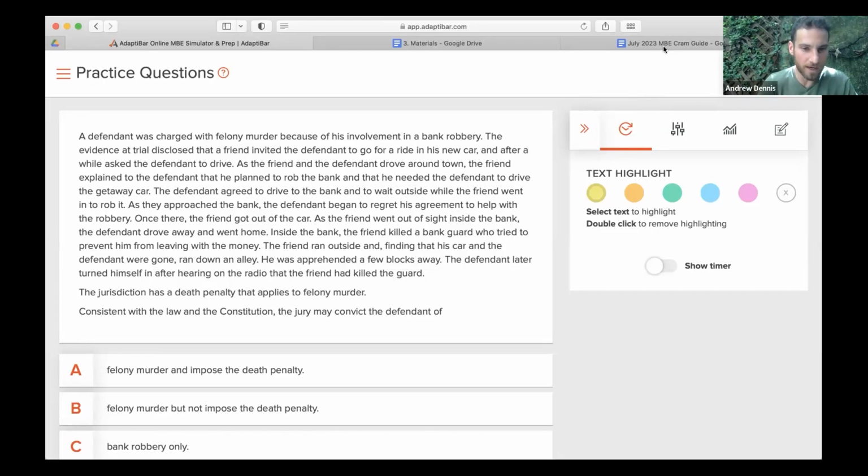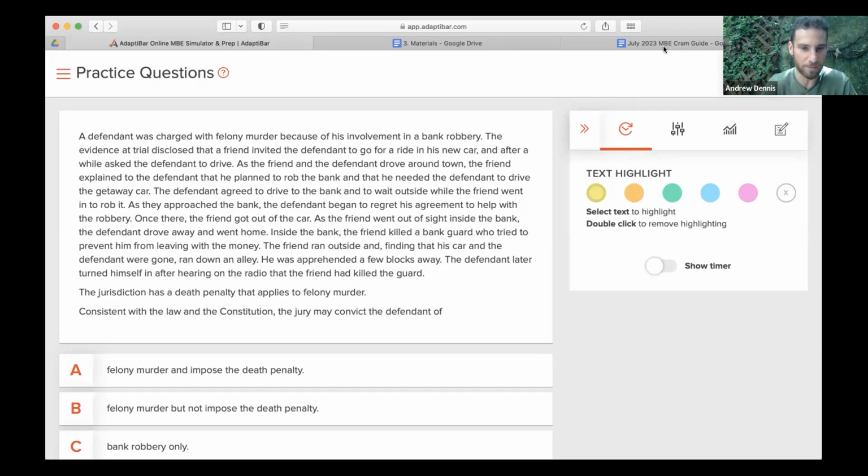All right. Consistent with the law and the Constitution, the jury may convict the defendant of what? A defendant was charged with felony murder because of his involvement in a bank robbery. The evidence at trial disclosed that a friend invited the defendant to go for a ride in his new car, and after a while asked the defendant to drive. As the friend and the defendant drove around town, the friend explained that he planned to rob the bank and that he needed the defendant to drive the getaway car. The defendant agreed to drive to the bank and wait outside while the friend went to rob it. As they approached the bank, the defendant began to regret his agreement to help with the robbery. Once there, the friend got out of the car. As the friend went out of sight inside the bank, the defendant drove away and went home. Inside the bank, the friend killed a bank guard who tried to prevent him from leaving with the money. The friend ran outside, finding that his car and the defendant were gone, and ran down an alley. He was apprehended a few blocks away. The defendant later turned himself in after hearing on the radio that his friend had killed the guard.